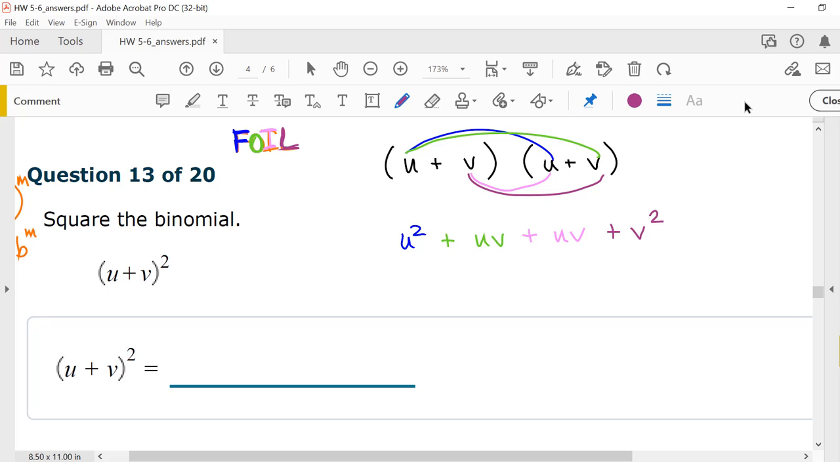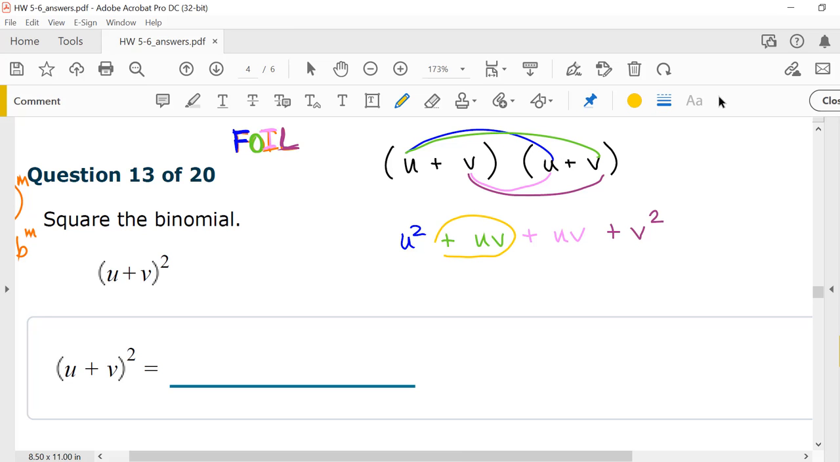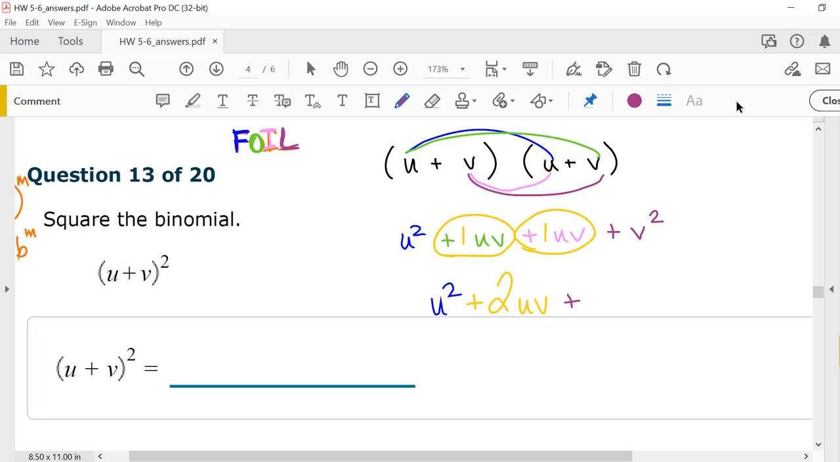Do you see any like terms? I do. Plus uv plus uv. Remember that there's an understood 1 there. So 1 uv plus 1 uv is 2 uv. You also have the u squared. So u squared plus 2uv plus v squared.